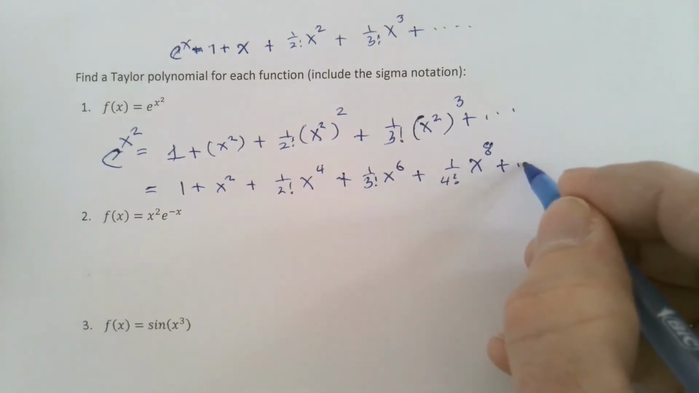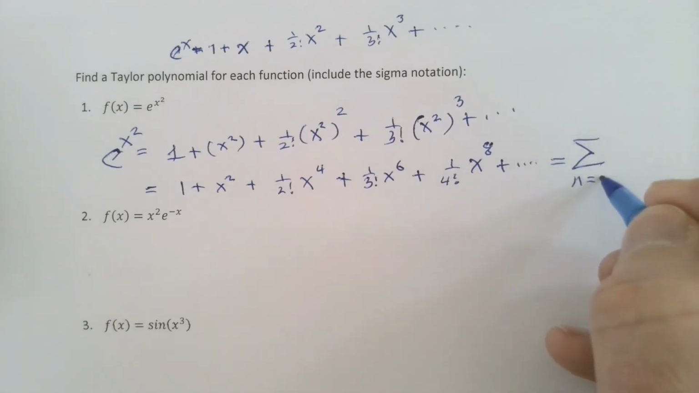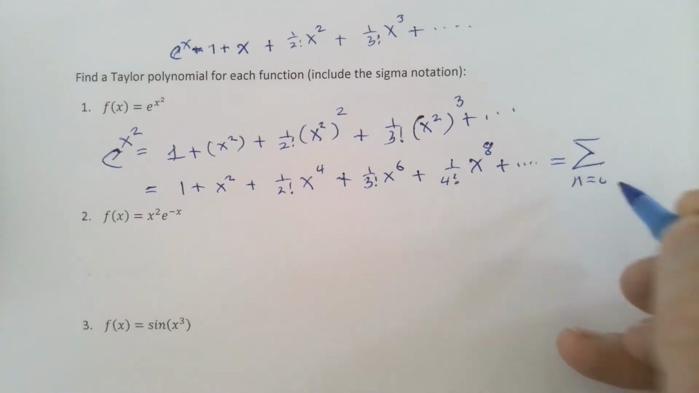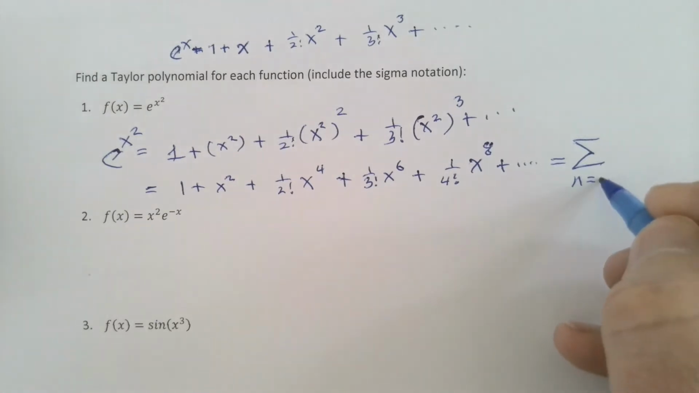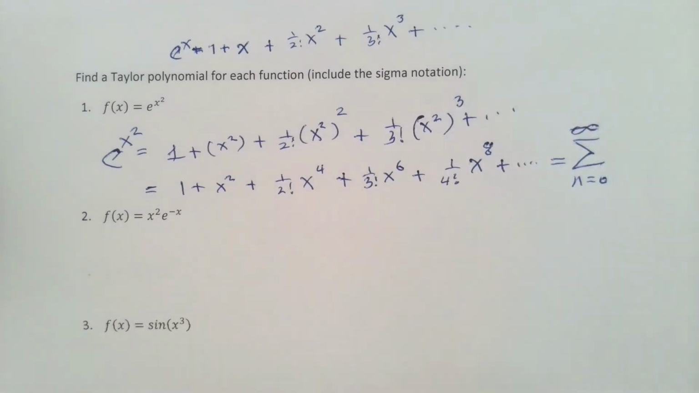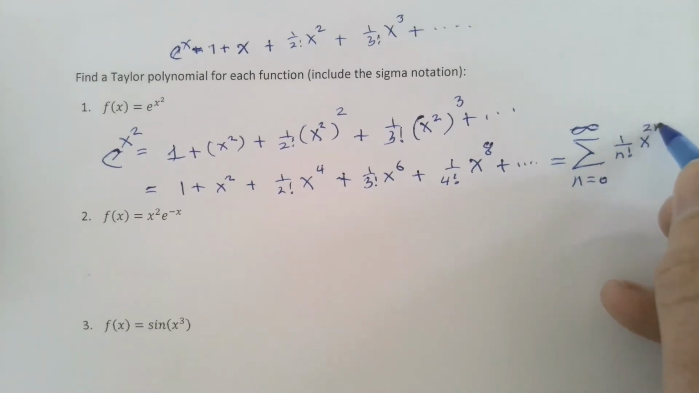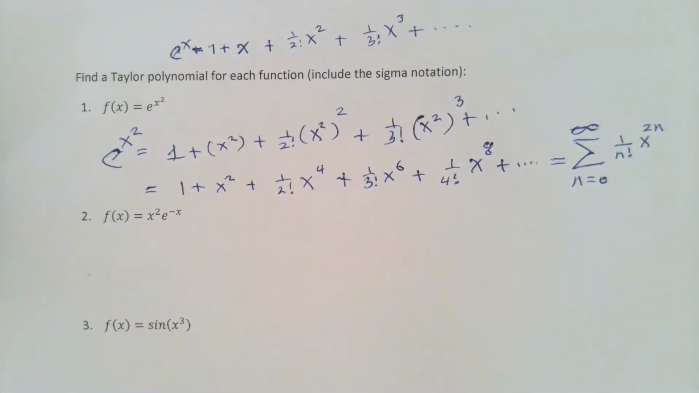And finally, the sigma notation for this would be the sum from n equals, on this one I like to start counting with 0 and go to infinity and write something to the effect of 1 over n factorial x to the 2n power. Now you can write this, but you always want to check to make sure it really returns the items that you had here to begin with.